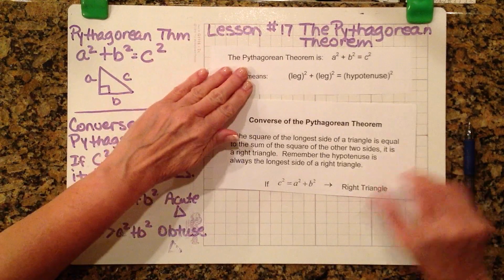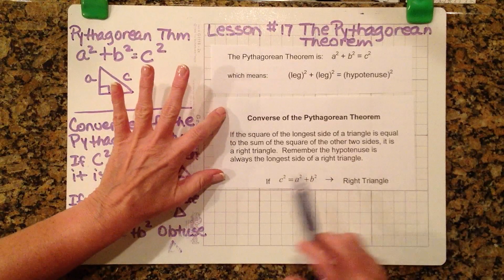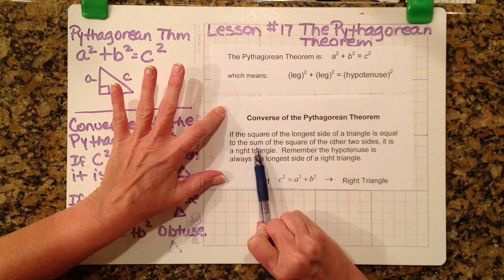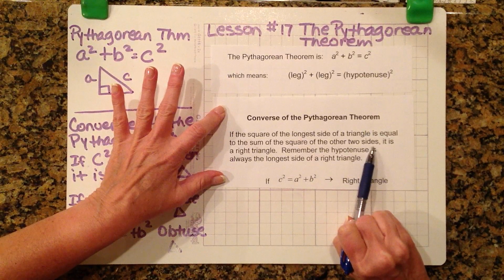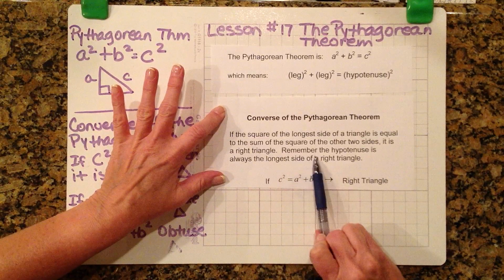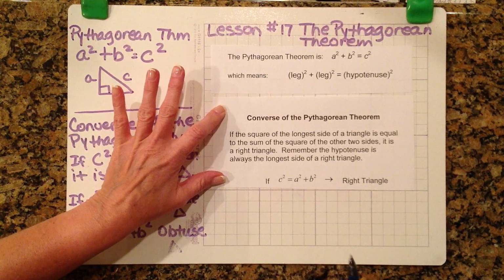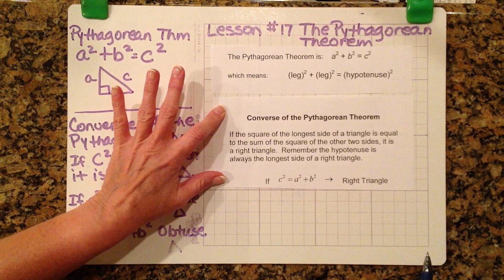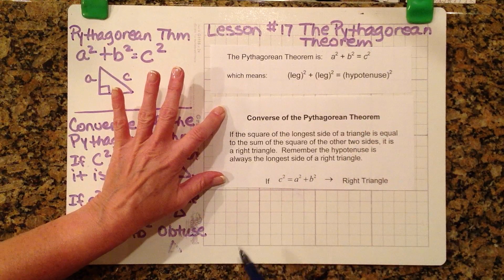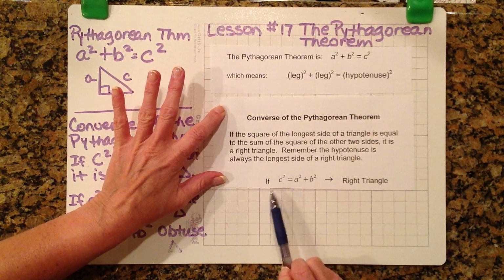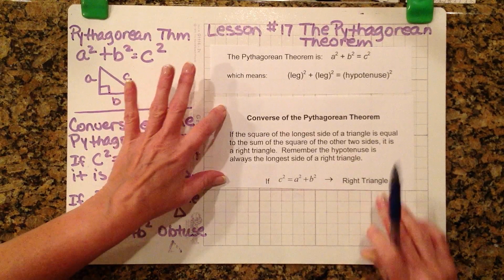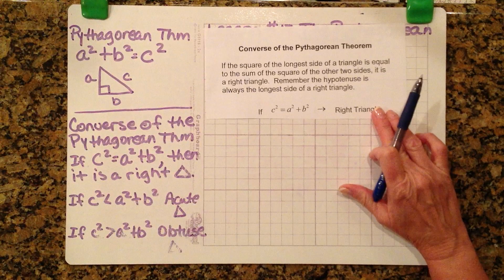Right? So the converse of the Pythagorean theorem is saying if the square of the longest side of a triangle is equal to the sum of the square of the other two sides, then it is a right triangle. Remember, the hypotenuse is always the longest side of a right triangle. I can't say that enough. So instead of a squared plus b squared equals c squared, we're just in the converse. We're going if c squared equals a squared plus b squared, then we know that that is a right triangle there.